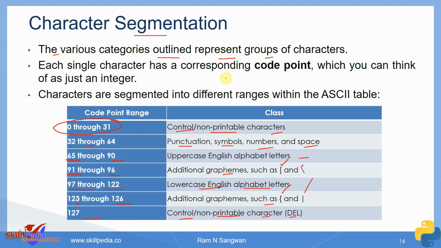So characters are segmented into different ranges. Each single character has a corresponding code point, which you can think of just as an integer. It's quite simple. You convert these numbers like 65. If I convert this 65 into binary, that will be uppercase A. 65 is the ASCII code, and the corresponding binary is actually being used inside the computer. Whatever the binary equivalent of 65 comes out to be, that is nothing but uppercase A in the computer.